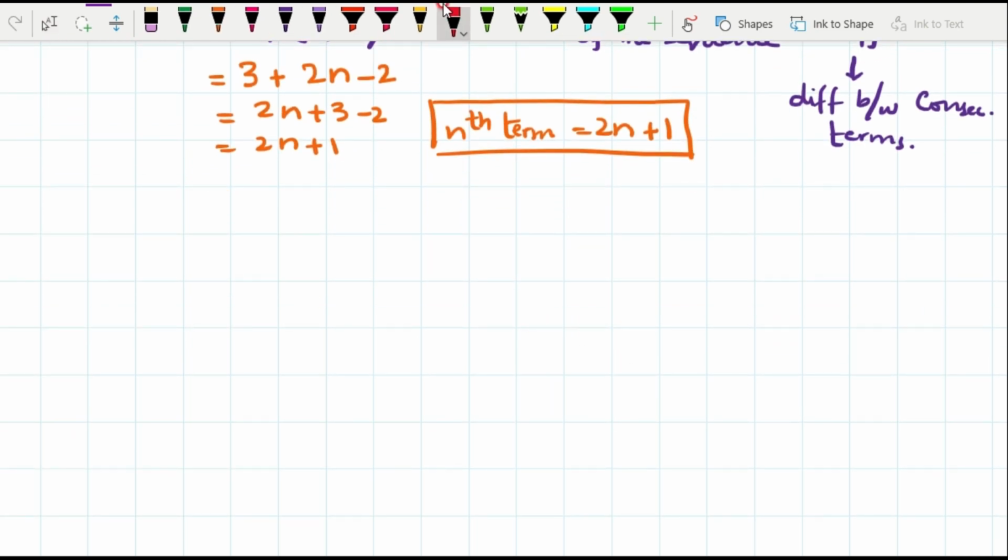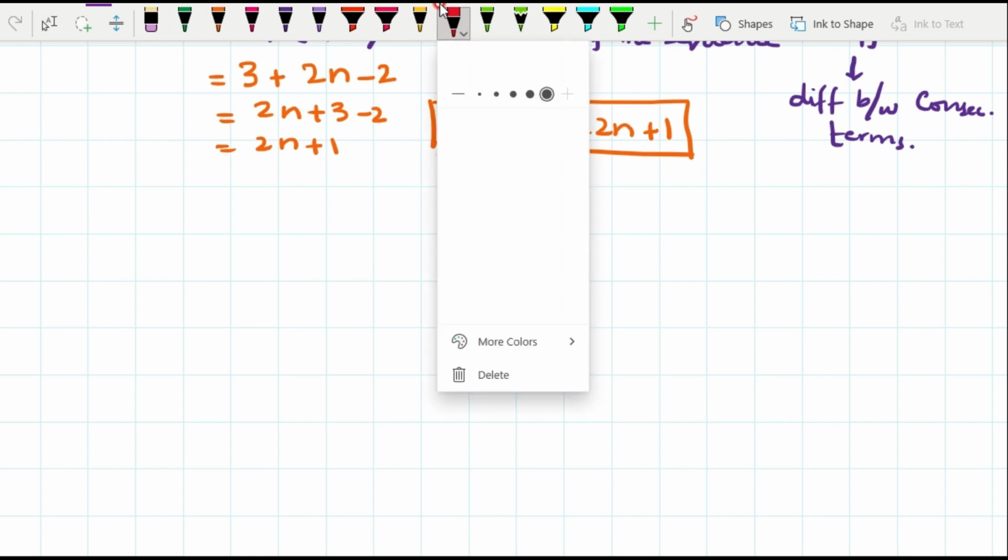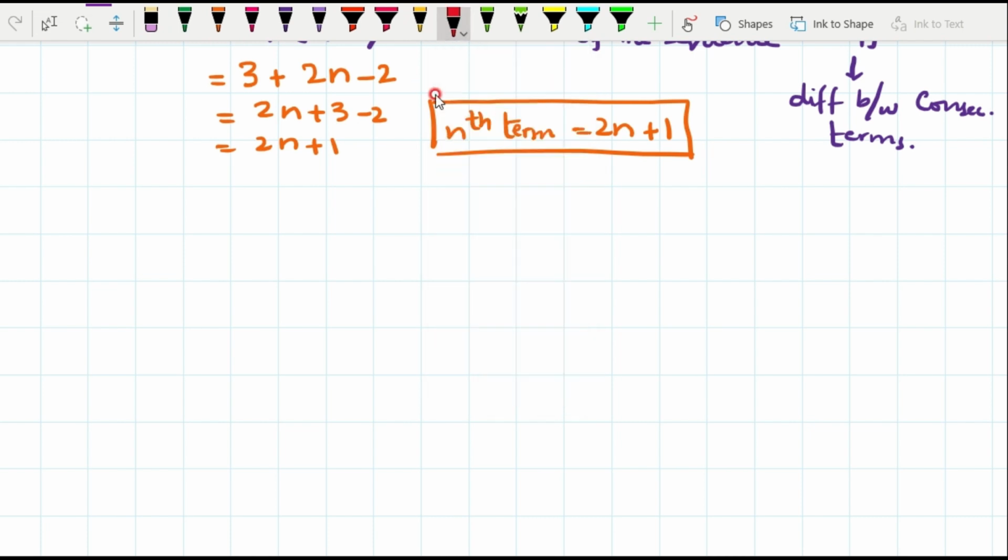Let me write: 1, 4, 7, 10. First of all, you need to find the missing terms. How can you calculate the missing terms? Okay, for this we need to find the common difference.